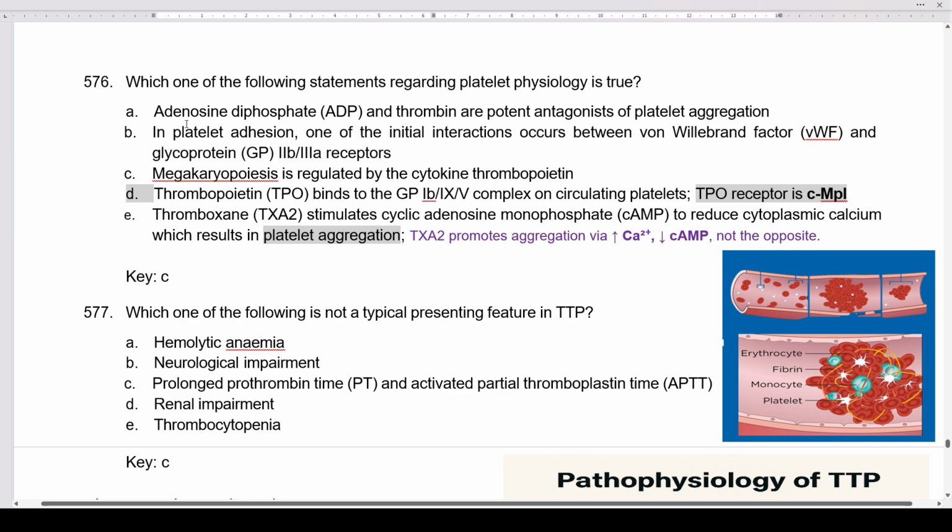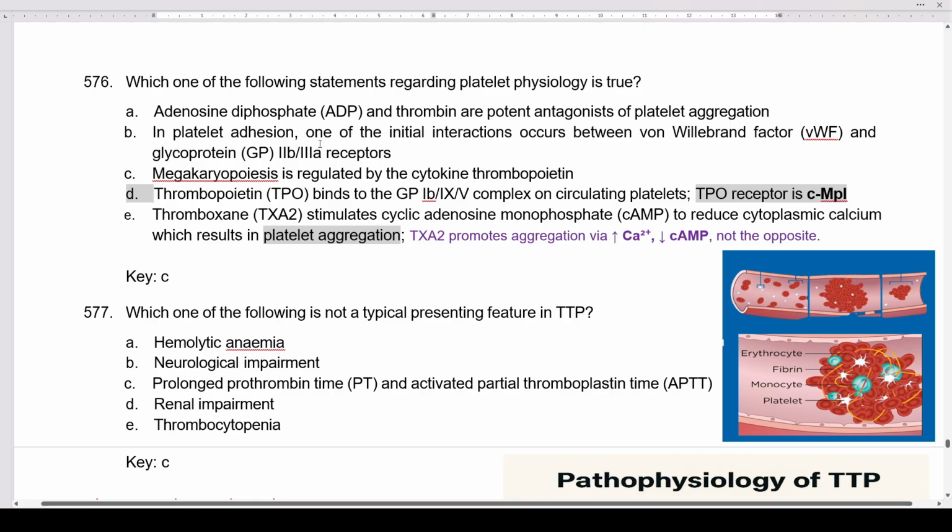Okay, so just see here, they are asking about platelet physiology. So ADP and thrombin are the potent antagonists of platelet aggregation. So they are the agonists of platelet aggregation. When ADP and thrombin are released, thrombin also goes, with PAR1 and PAR2 receptors, and acts on the platelets and causes activation and aggregation of the platelets.